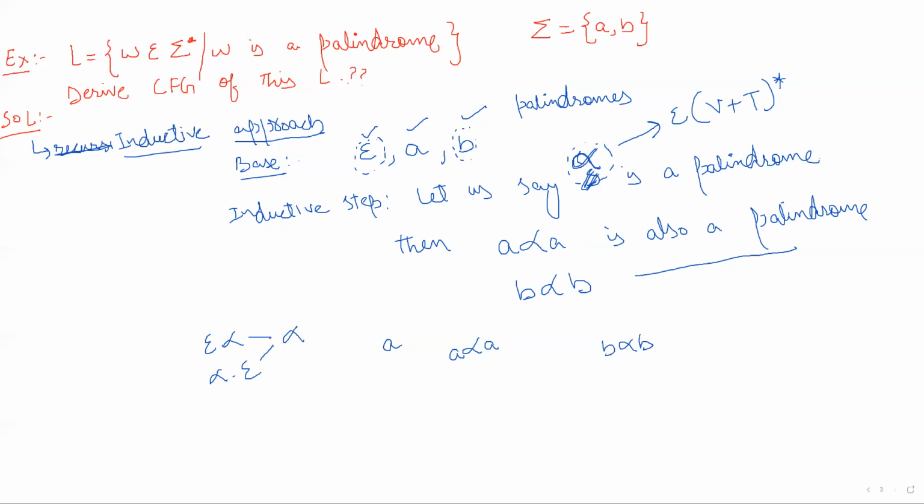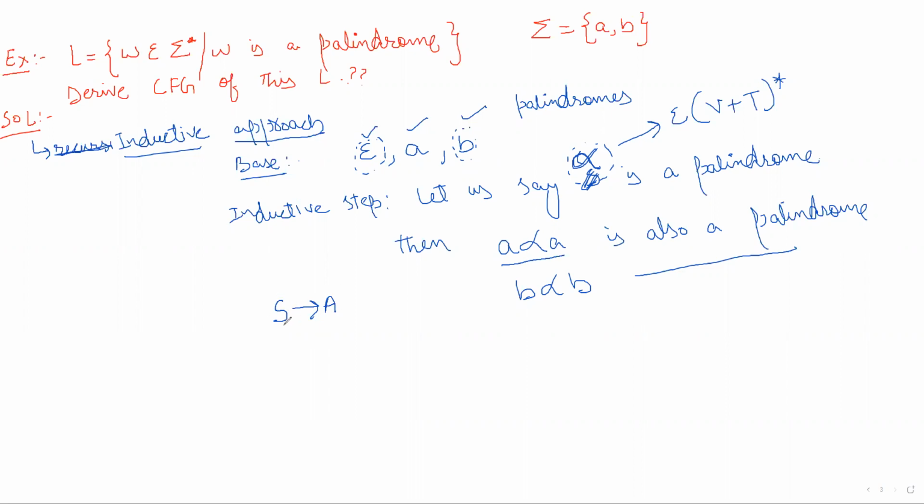Okay. So let me erase these things here. So what I am saying, what is the method? The method is that you have to first declare the base cases, then assume that alpha is a palindrome, then see what are the ways by which I can combine this alpha with the base cases to generate the palindrome. Then come the production rules. The production rules will be like this. So S gives A. Okay.